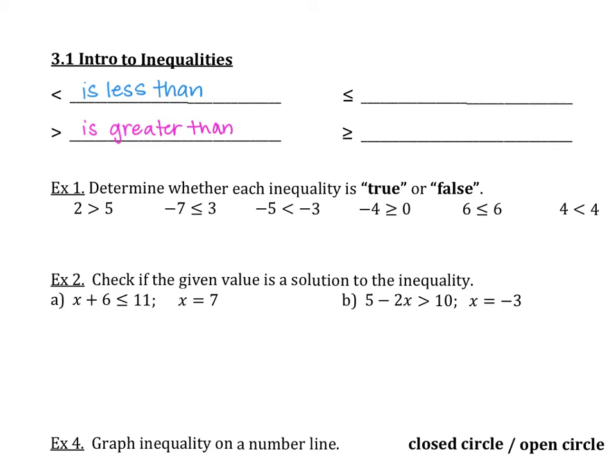Okay, for the last two inequalities, they have this extra line under that. The extra line means it could also be equal to. So this is less than or equal to. Okay, so that means that the second one has the greater than sign with an extra little line under that. So it means it's greater than or equal to.